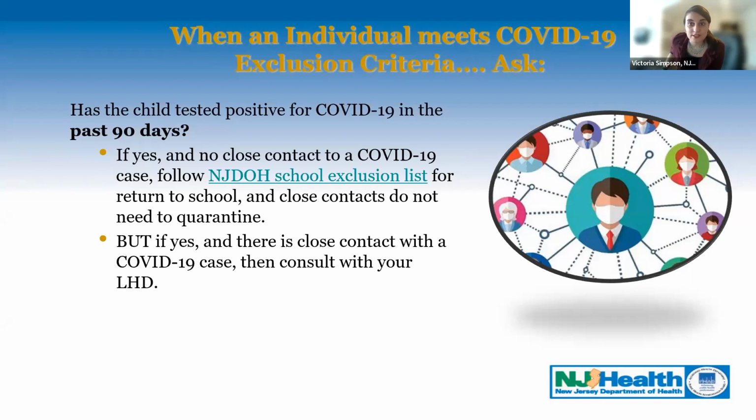But if for some reason they did have COVID in the last 90 days, and now they have had additional close contact to a confirmed case in the last 5 days, and they're symptomatic and they meet the COVID-19 exclusion criteria, then consult with your LHD to determine what steps you should take next.